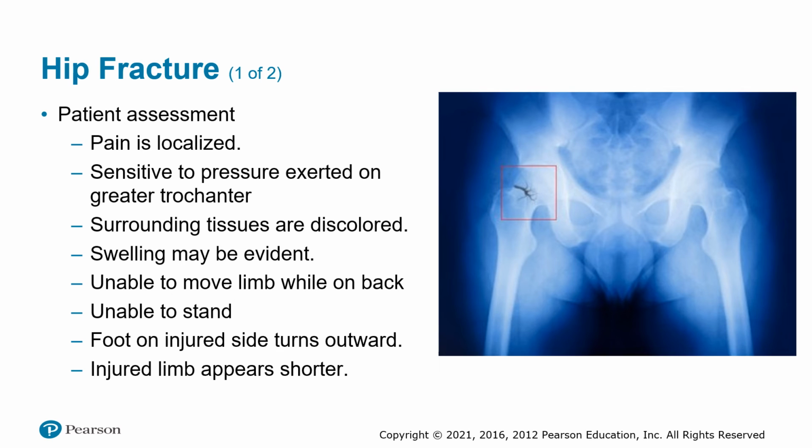So a hip fracture is where we have pain that is localized. It's sensitive to pressure exerted on the greater trochanter, which is that big, huge ball-looking thing at the top of the hip. Surrounding tissues are discolored. Swelling may be evident. They may be unable to move the limb while they're on their back. They may also not be able to stand. The foot on the injured side turns outward, and they may also have some shortening. So we call that shortening and rotation.